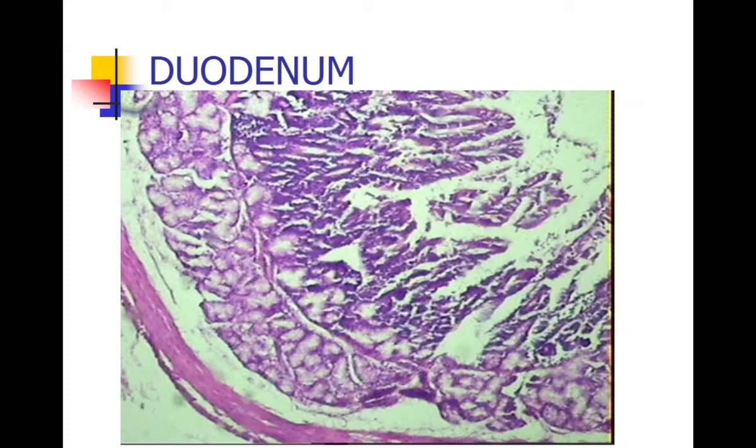You know the mucosa consists of the epithelium, the lamina propria and the muscularis mucosae. So this is the mucosa starting from here up till here, and then this is the submucosa, and the submucosa is filled with these glands which are known as the Brunner's glands, and these are only present in the submucosa of the duodenum. Then comes the muscularis externa, and this is the serosa. So this is the slide of the duodenum.